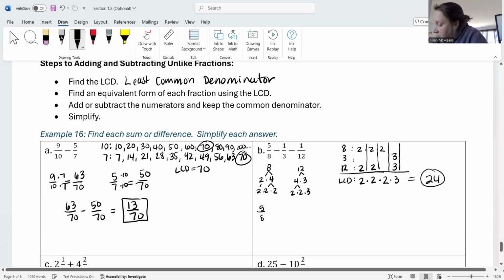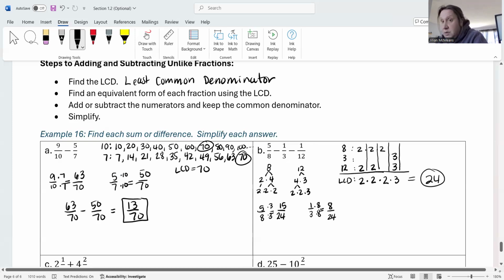So we have 5 over 8, but we want it to be something over 24. So we ask ourselves, what do I multiply 8 by to get 24? Well, I multiply it by 3. So top and bottom by 3, we get 15 24ths, okay? 1/3 needs to be rewritten with 24 as the denominator. So again, we ask ourselves, what would I multiply 3 by to get 24? I would multiply 3 by 8, so top and bottom by 8, and that gives me 8 24ths.